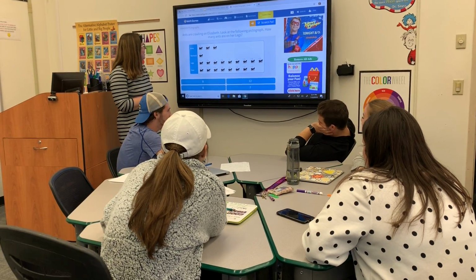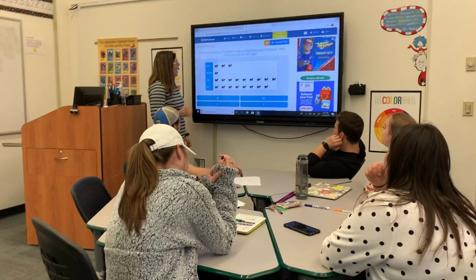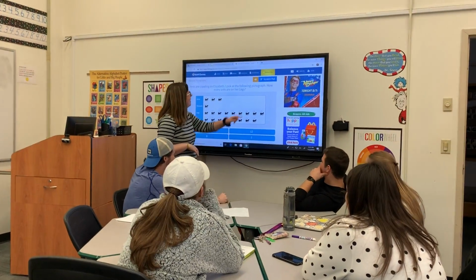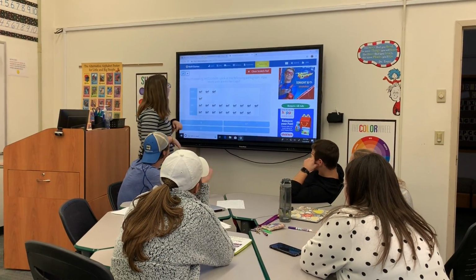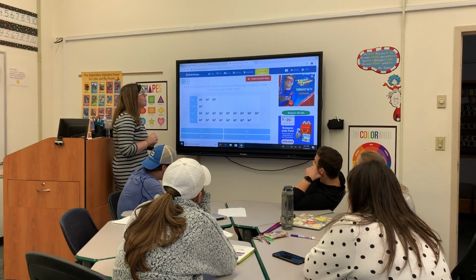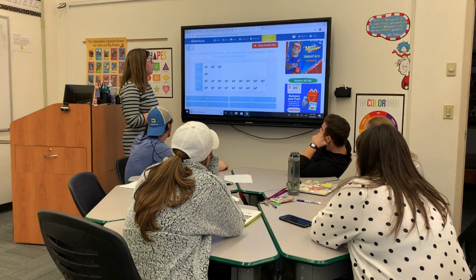Okay, so we'll do this one. I know, there's a lot of ant examples. Okay, so the ants are crawling on Elizabeth now. Look at the following picture graph. How many ants are on her leg?